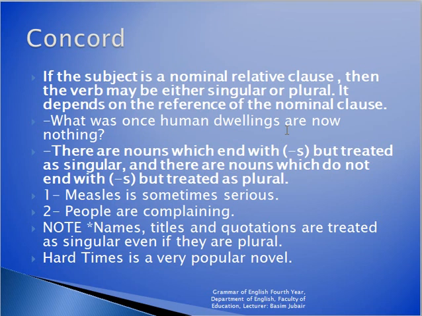There are nouns which end with s but are treated as singular, and there are nouns which do not end with s but are treated as plural, as we have dealt with them in the morphology of English. So certain nouns ending with s do not represent plural, and vice versa. Certain nouns do not end with s but they represent plural.